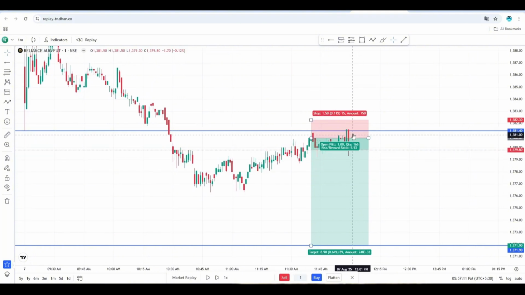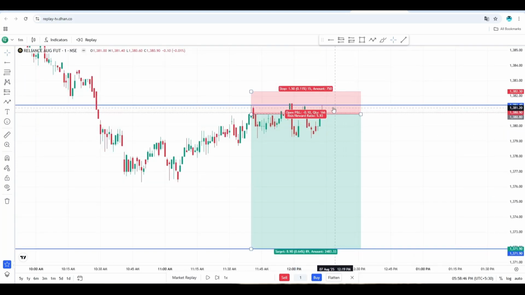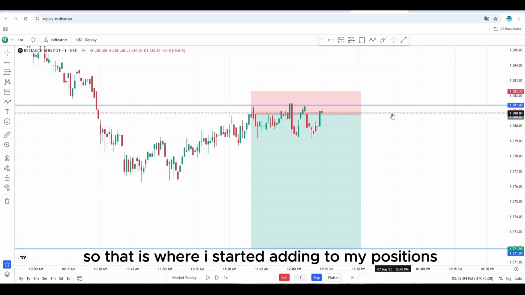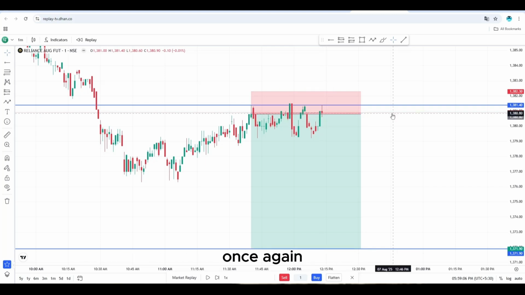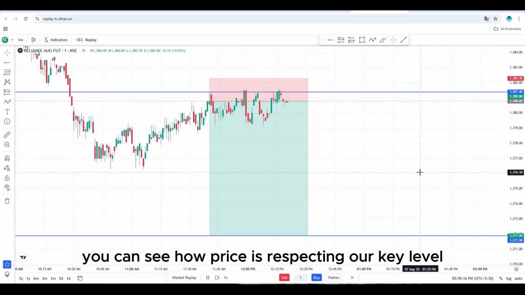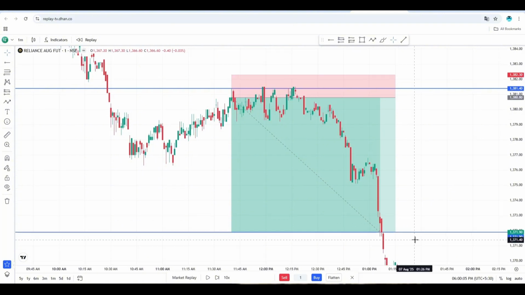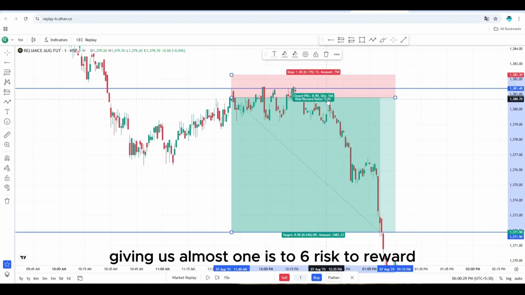As you can see, price comes back, but the sellers are very active now, pushing price down very strongly. You can see price ended up tapping once more, so that is where I started adding to my position once again. You can see how price is respecting our key level fairly nicely, and it took a little bit of a while, but you can see the trade ended up working out very nicely, giving us almost 1:6 risk to reward.